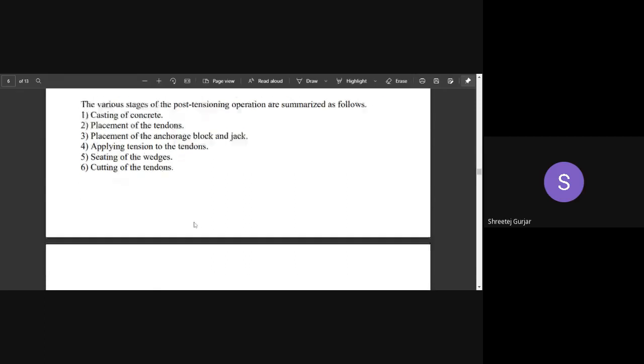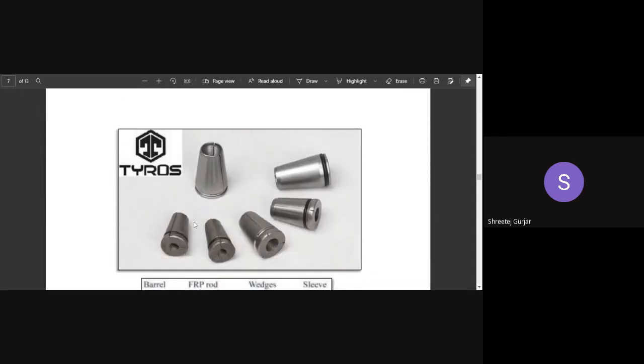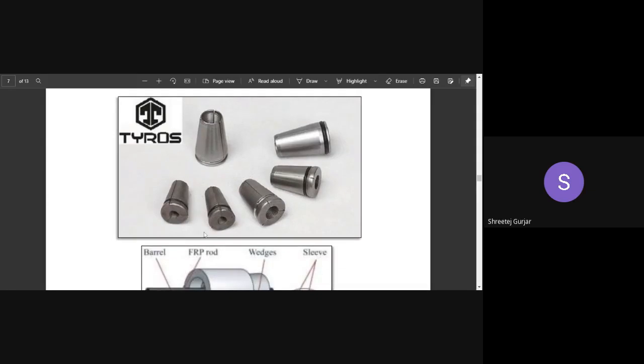Coming to your next part. I have told you wedges are used for anchoring. You can see in this image, steel wedges. They are not a single piece of steel, but three pieces which are joined together. You can see a slit over here and a slit over here.